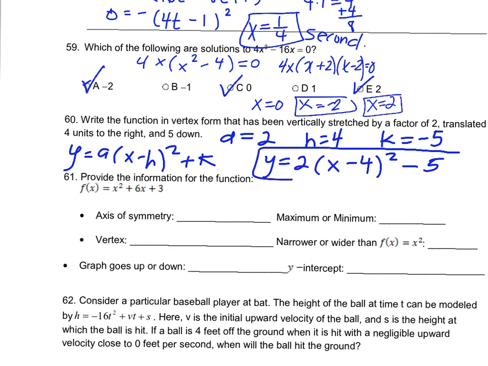There's my equation. Simple as that. So the a goes here, 2. The 4 goes here, 4. And the negative 5 goes in this spot, which is negative 5.